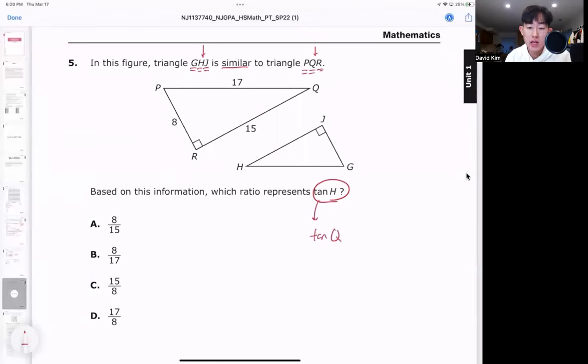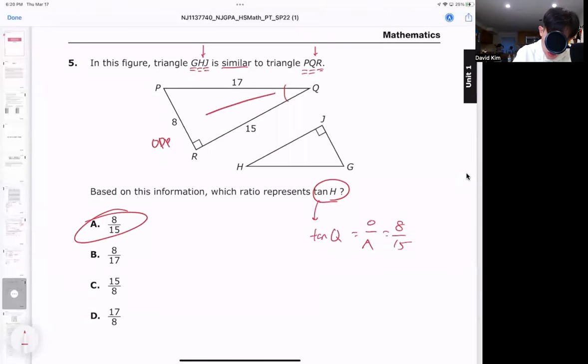So tangent of H is the same thing as tangent of Q, which is the angle they're talking about, this one. Opposite over adjacent in this case would be 8 over 15, and that will be the correct answer here. This will be the opposite side to this angle. That's your adjacent, and this is your hypotenuse. Make sure you guys know SOH CAH TOA, and there we go.